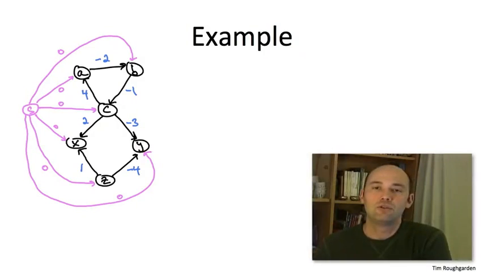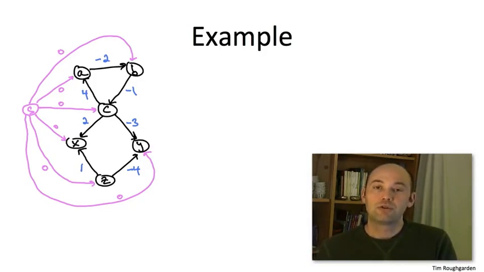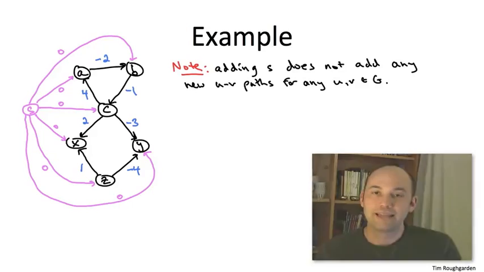Notice that because this new vertex S has no edges going into it, it's effectively invisible from the perspective of all of the original vertices in the graph G. So in particular, the shortest path distance between any pair of vertices U and V in the original graph is unchanged by this addition of the vertex S. Similarly, whether or not G has a negative cycle is unaffected by the addition of the vertex S.